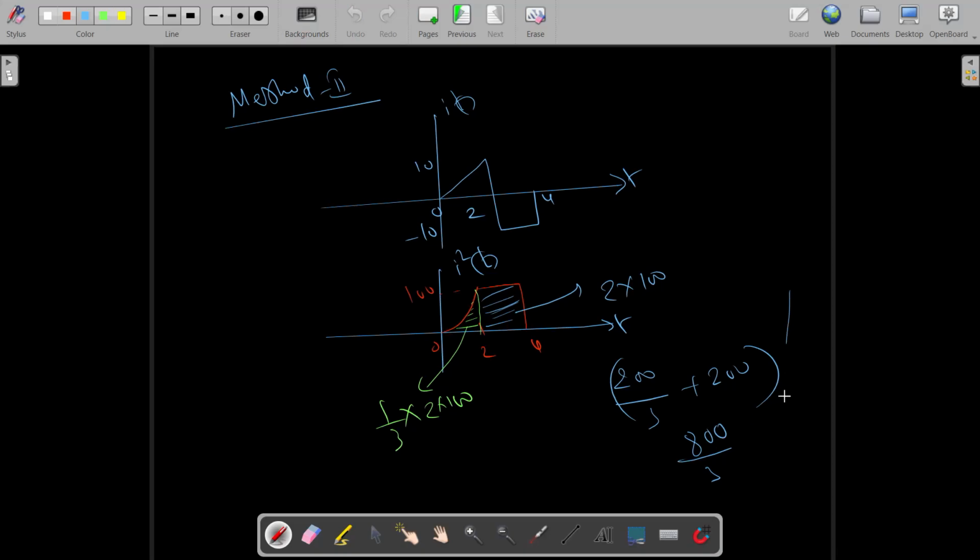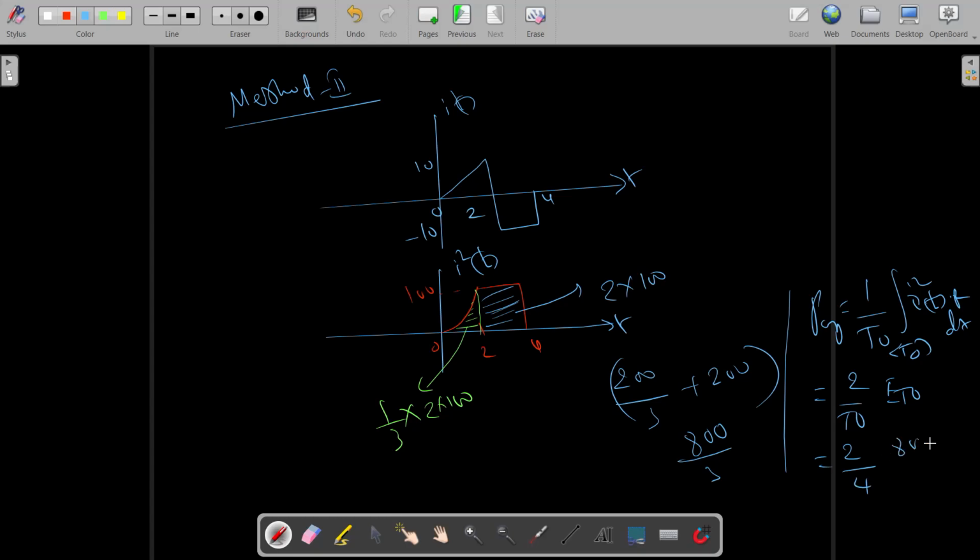Now the formula for average power is going to be 1 by T naught, integral over T naught of i square of t into R into dt, right? So what is R here? R is given as 2. So 2 by T naught times the energy over T naught. So this is 2 by 4, and this is 800 by 3. So which is going to be 800 by 6 watts.